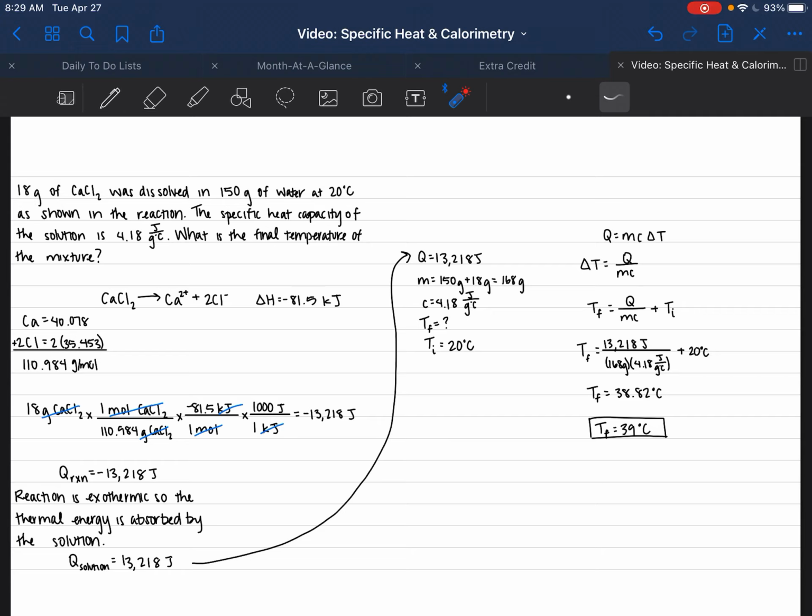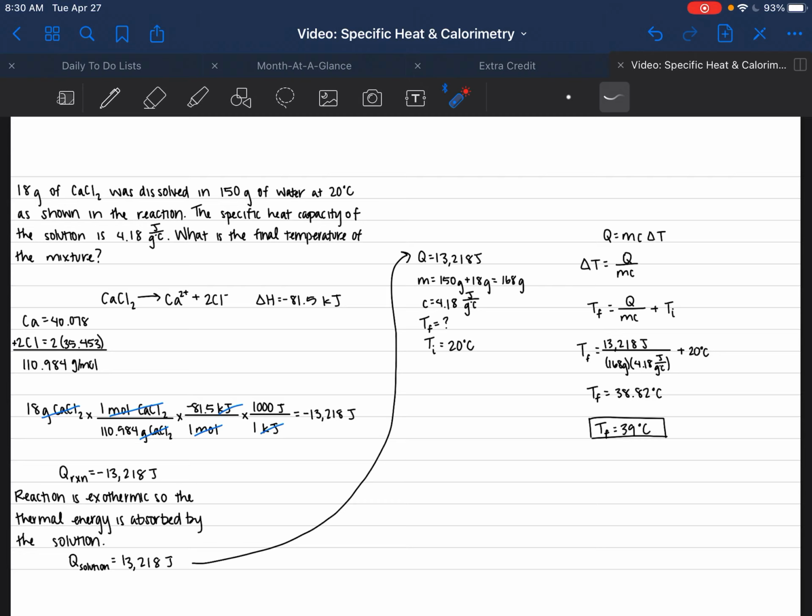And then I knew a few more things. I know that for every 1 mole of this reaction, we get negative 81.5 kilojoules of energy released. So my moles will cancel out now. And then because we're working with joules as our unit, when we're working with Q, I went ahead and simplified my kilojoules to joules. I just multiplied 1,000 joules over 1 kilojoule to cancel out my kilojoules, and I'm left with joules. So the Q of this reaction is negative 13,218 joules. So just like that delta H, that enthalpy was negative, telling us it's exothermic, that Q is also negative, so we know it is exothermic.